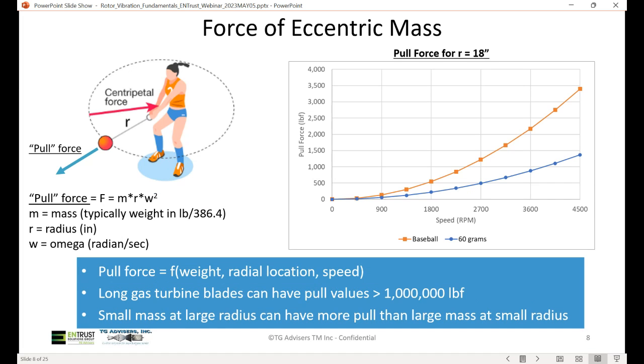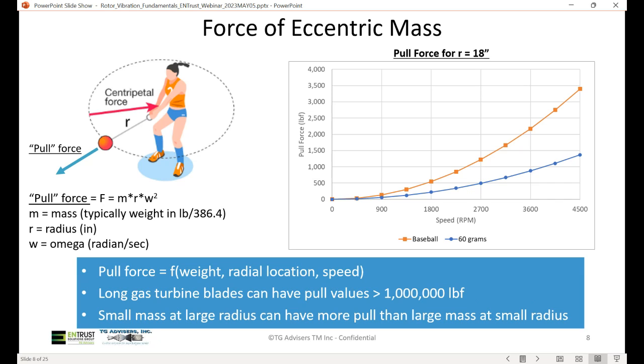The force of an eccentric mass can have an impact on the vibration of the rotating structure. The picture in the upper left of this slide shows someone spinning around in a circle holding onto a mass attached to a string. As this person spins faster and faster, the felt pull is a function of its speed. So the pull force is equal to the mass times the radius, which is the length of the string, times how fast they're rotating squared. So the pull force is a function of weight, radial location, and speed.